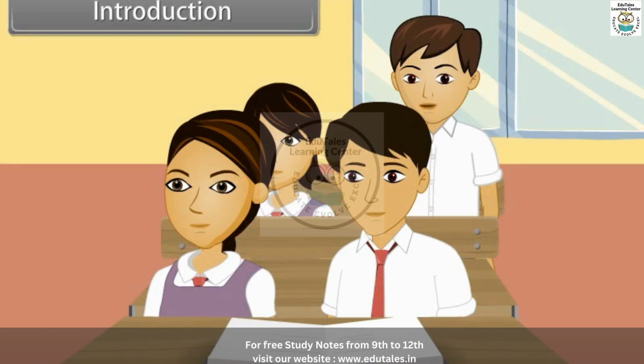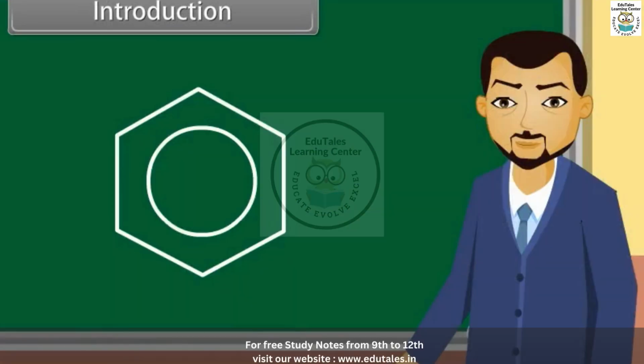Sir, aromatic hydrocarbons are those which contain one or more benzene rings. Very good, Rahul. Today we will learn about aromatic hydrocarbons. Come, let's start.